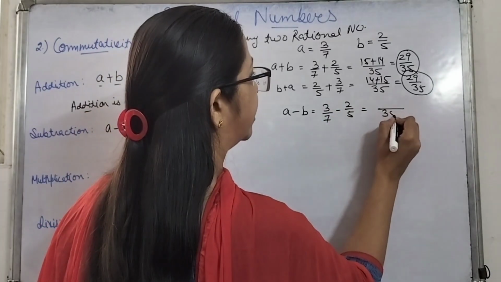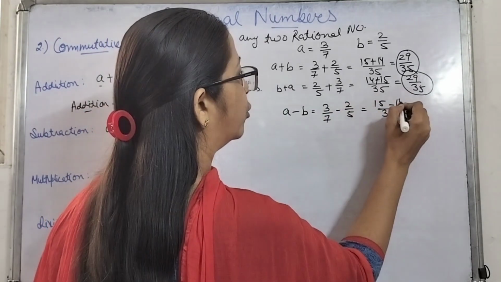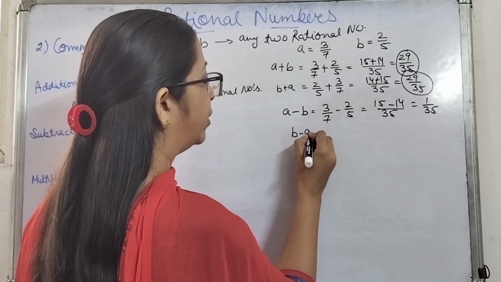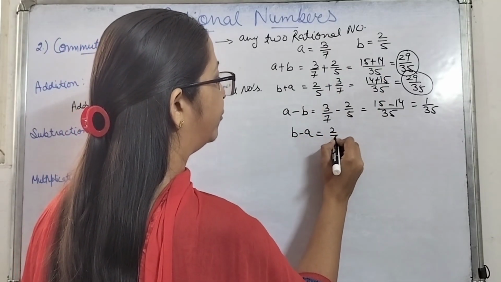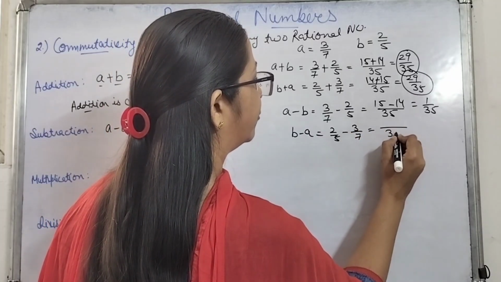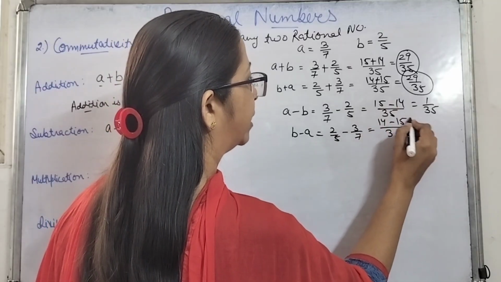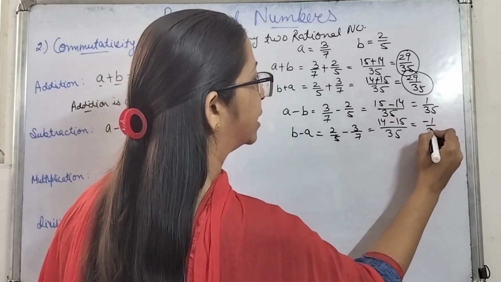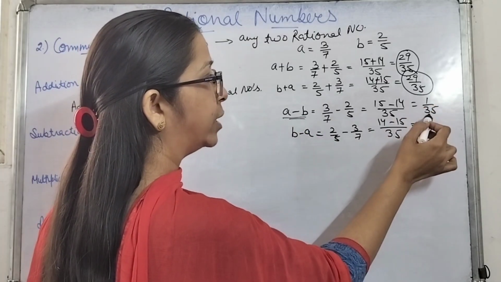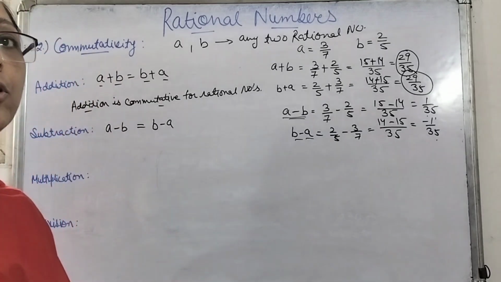So LCM will be 35. 5 3s are 15 minus 7 2s are 14. That will be 1 upon 35. Now B minus A will be, B is 2 upon 5 minus A is 3 upon 7. LCM will be 35. 7 2s are 14 minus 5 3s are 15. 14 minus 15 will be minus 1 upon 35. So we can see over here value of A minus B is 1 upon 35 and value of B minus A is minus 1 upon 35.